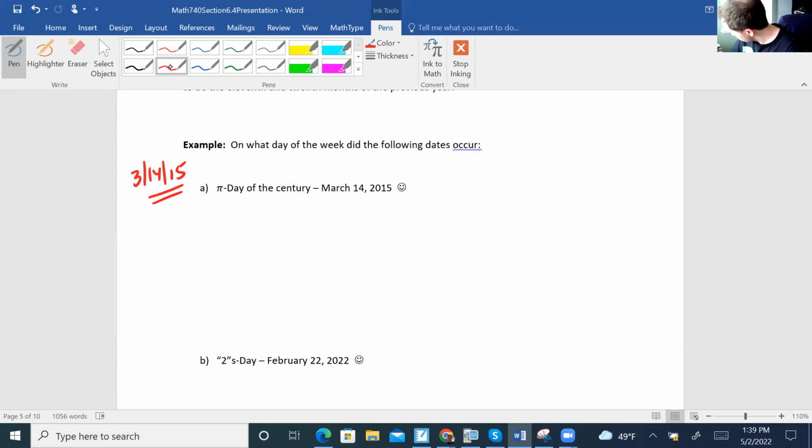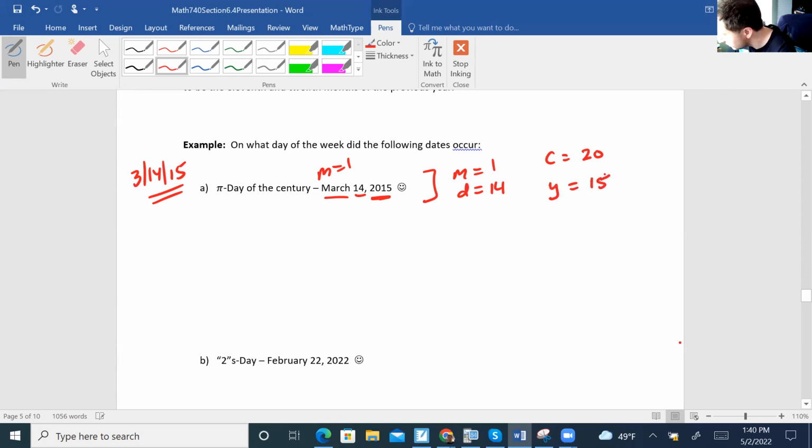So I'm going to put my algorithm down here. Let's make a couple notes that we're going to need. We know we're in March, so M equals 1. March 14th, so the day number is 14, and I am looking at 2015. So my century number would be 20, and since it's not a January or a February, I don't have to do that subtraction with the year number. So little y is in fact going to be 15. We don't have to use 14.